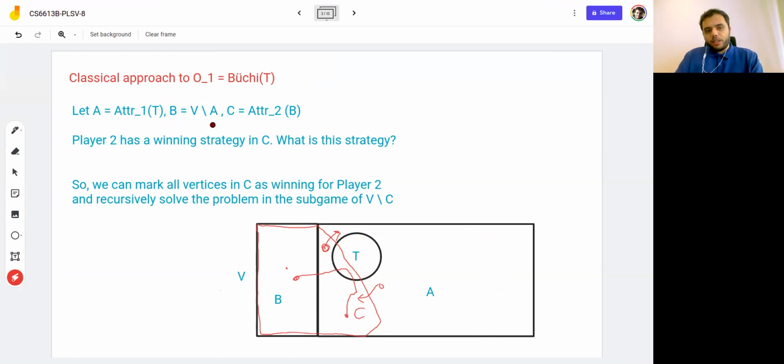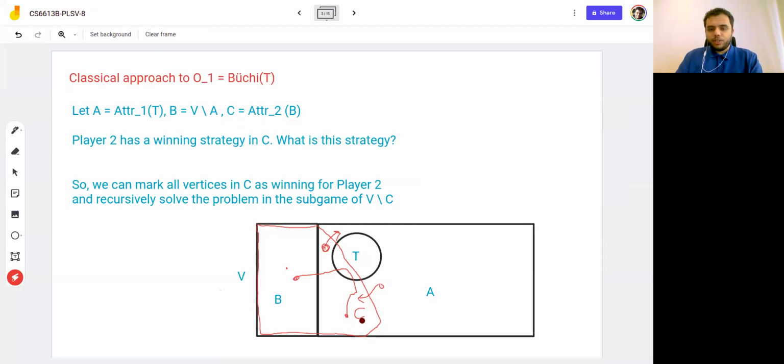And the idea was, well, if B is a trap, then whenever we start the game in B, player two wins because it's a trap and he can make sure that we never visit D. But also if we compute the attractor two of B, which is basically the set of states from which player two can force us to visit B, and call that C, then player two also wins in every state in C.